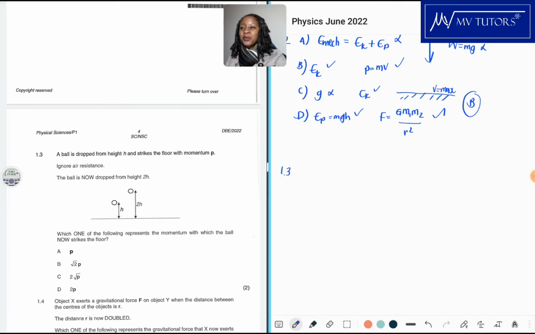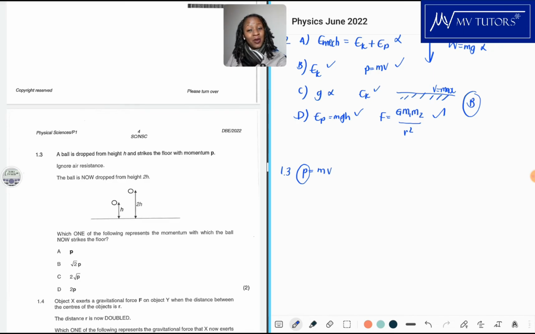Okay, 1.3. A ball is dropped from height h and strikes the floor with momentum p. Okay, let's just bear in mind, what is momentum again? It is basically your mass times velocity. So it strikes the floor with the momentum p. Okay, ignore air resistance. The ball is now dropped from height 2h. Okay, so now we have doubled the height. So what will be the momentum of the ball now as it strikes the floor?